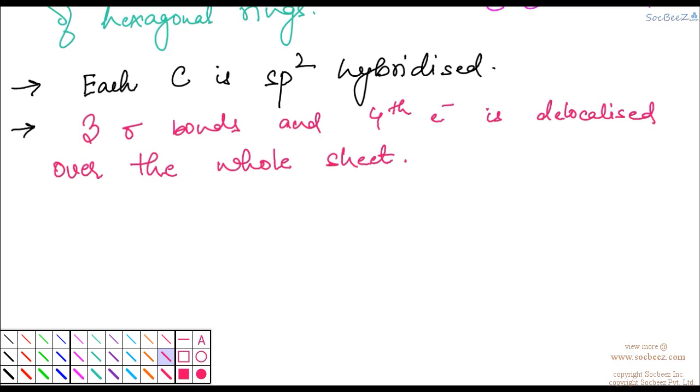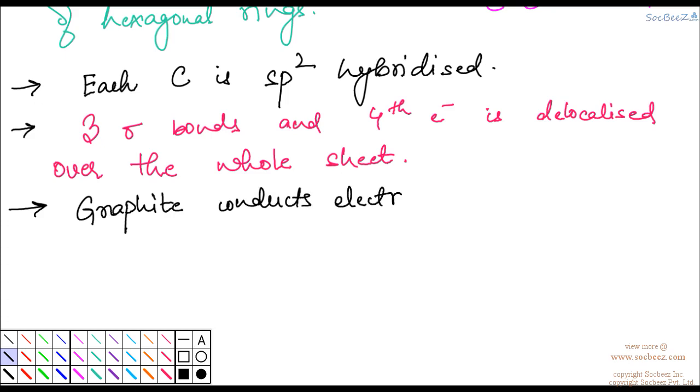Now if the electron is free to move, then what will happen? It would easily conduct electricity, because electrons are the chief source of conducting electricity. Therefore, we would say that graphite conducts electricity along the sheets.